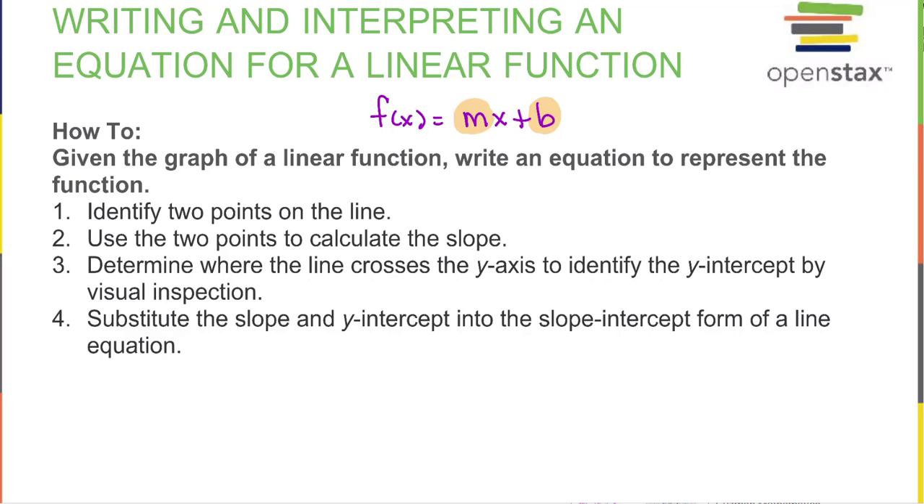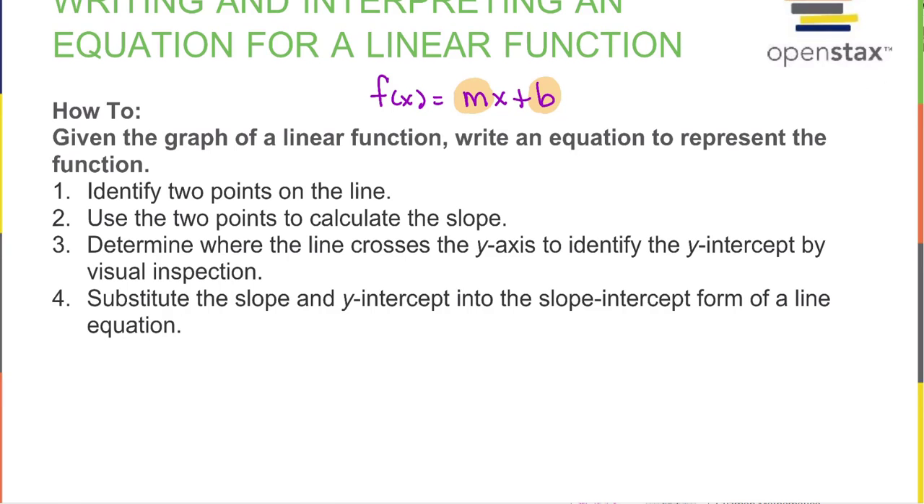If it doesn't, you need to identify two points on the line, because if you have two points, then you can find the slope. So using those two points, you calculate the slope. Then determine where the line crosses the y-axis to identify the y-intercept by visual inspection. Then you substitute the slope and y-intercept into the slope-intercept form of a line equation.